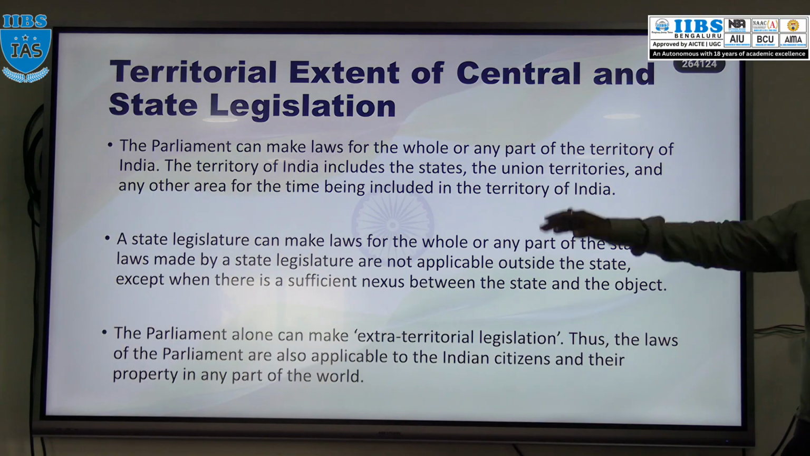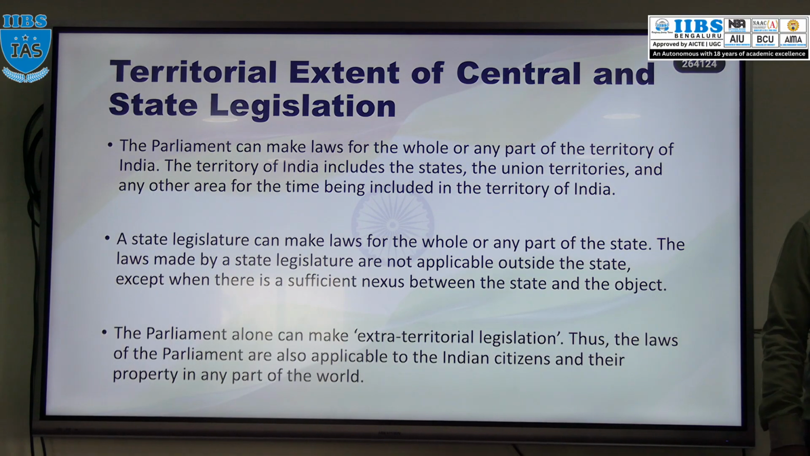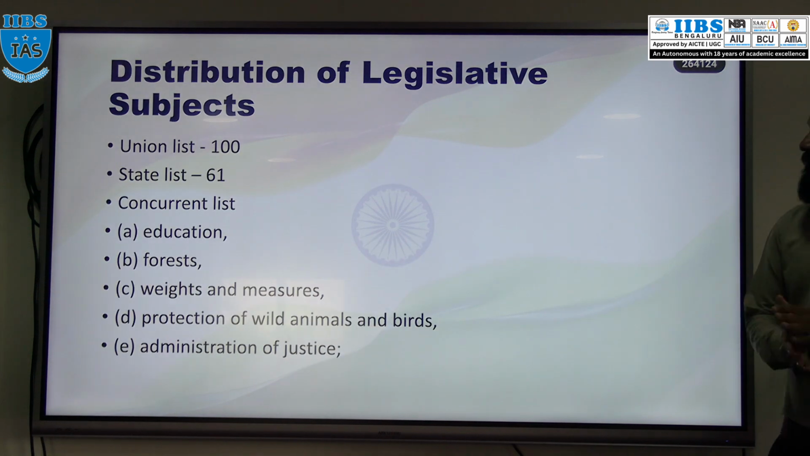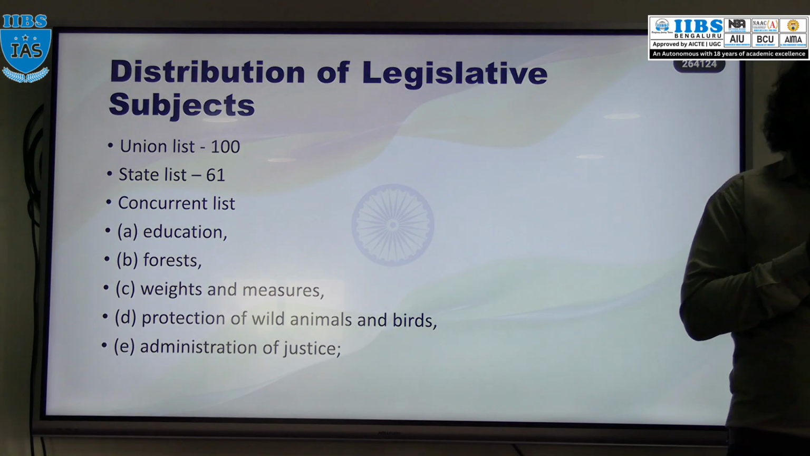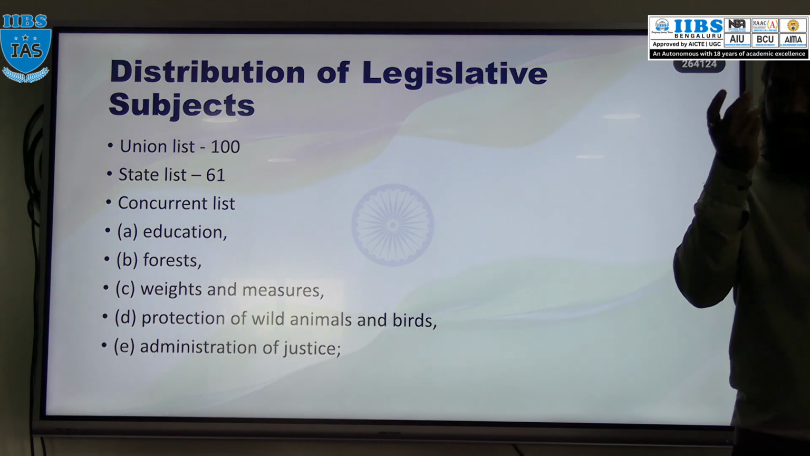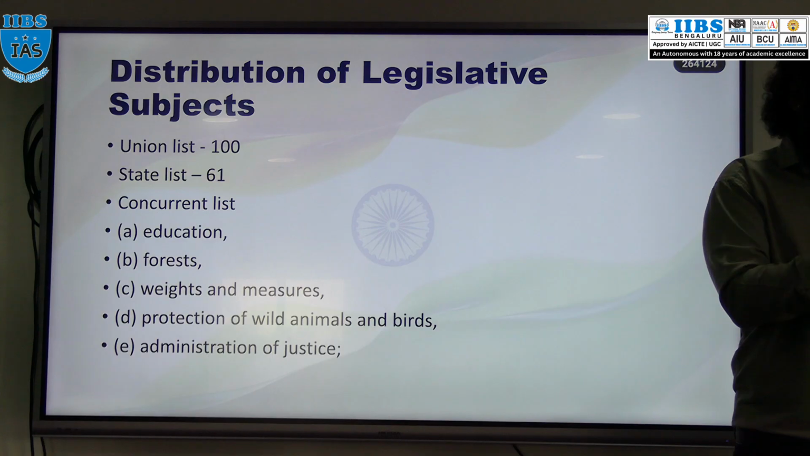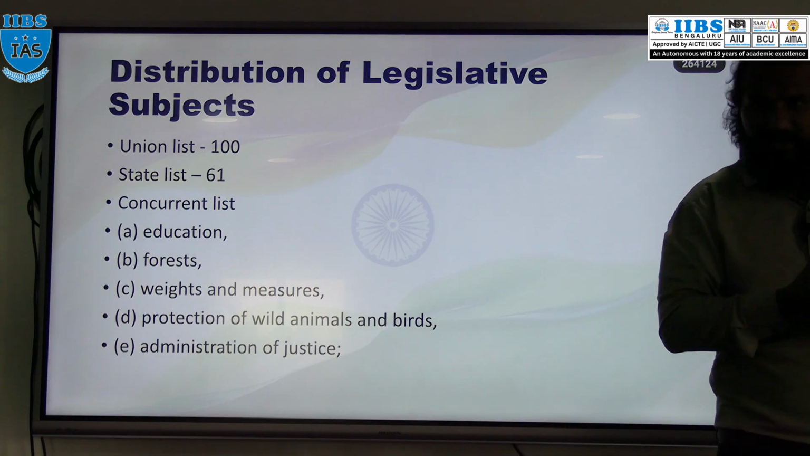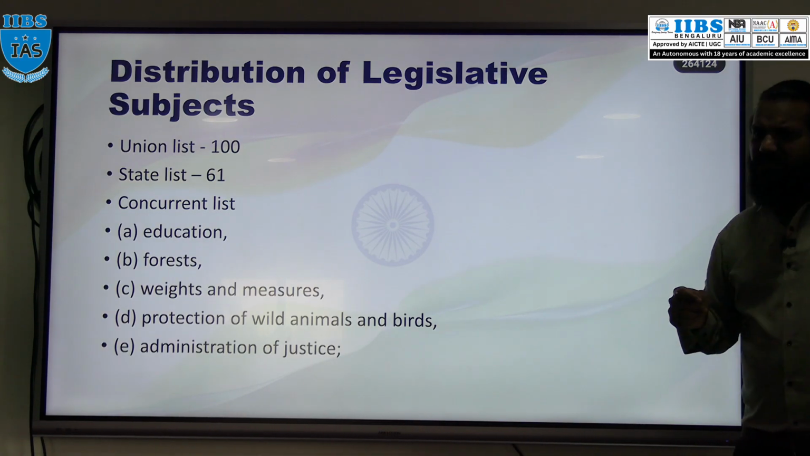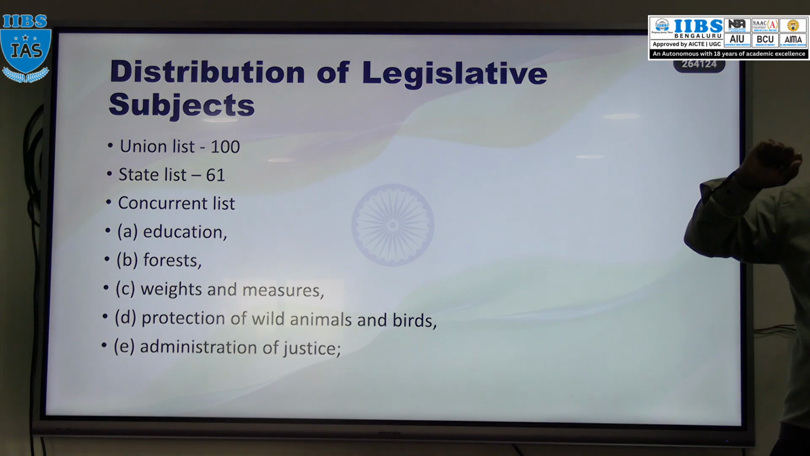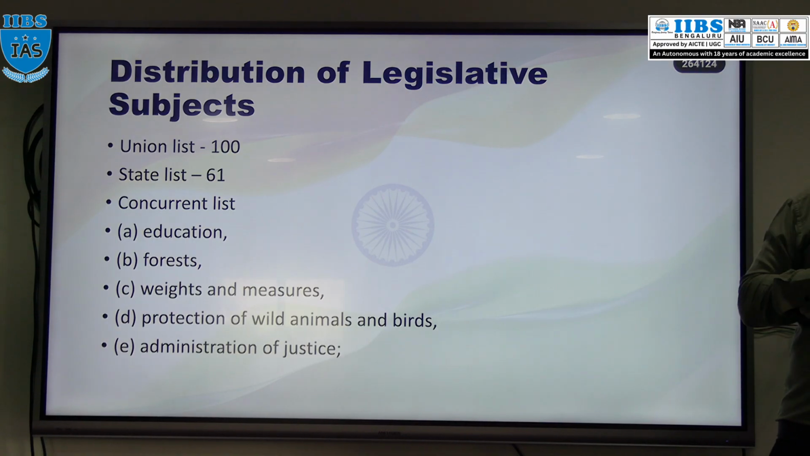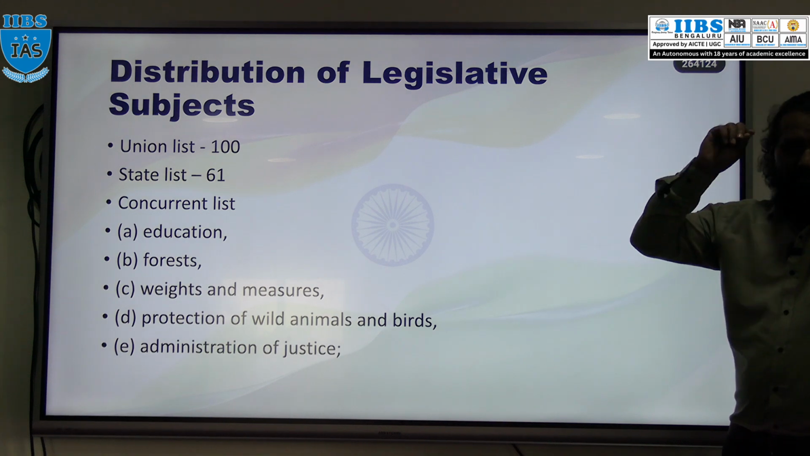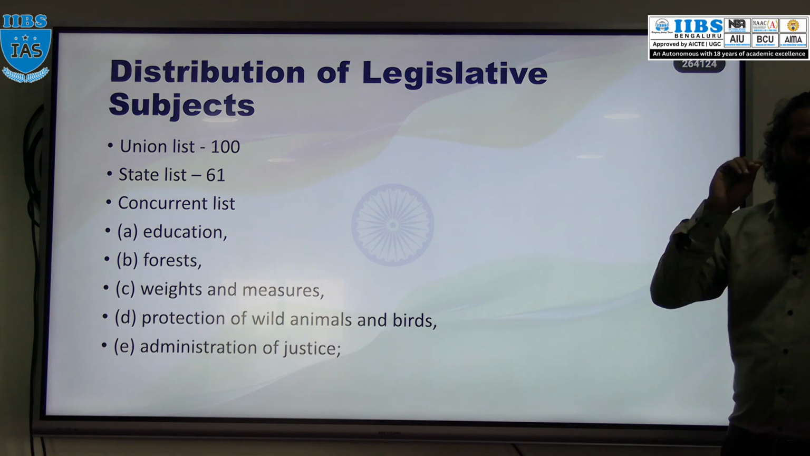The first division is territorial, in terms of territory. Now in terms of legislative subject, in political science we already discussed, a subject means a definite area. Education is a subject, forest is a subject, environment is a subject. Finance is a subject, defense is a subject. In the Indian Constitution, that subject demarcation was first introduced by the Government of India Act 1935. We discussed that also. That act also clearly defined the subjects in particular lists.